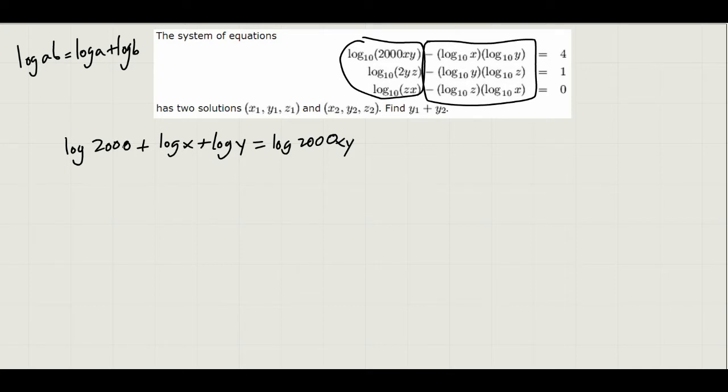We extracted log x plus log y out of this, and that looks a bit more generic. No crazy coefficients or anything. So you do that with the rest of the equation. So log base 10 2xy equals log 2 plus log x plus log y. So we substitute that in, and to make things easier, why don't we do this?